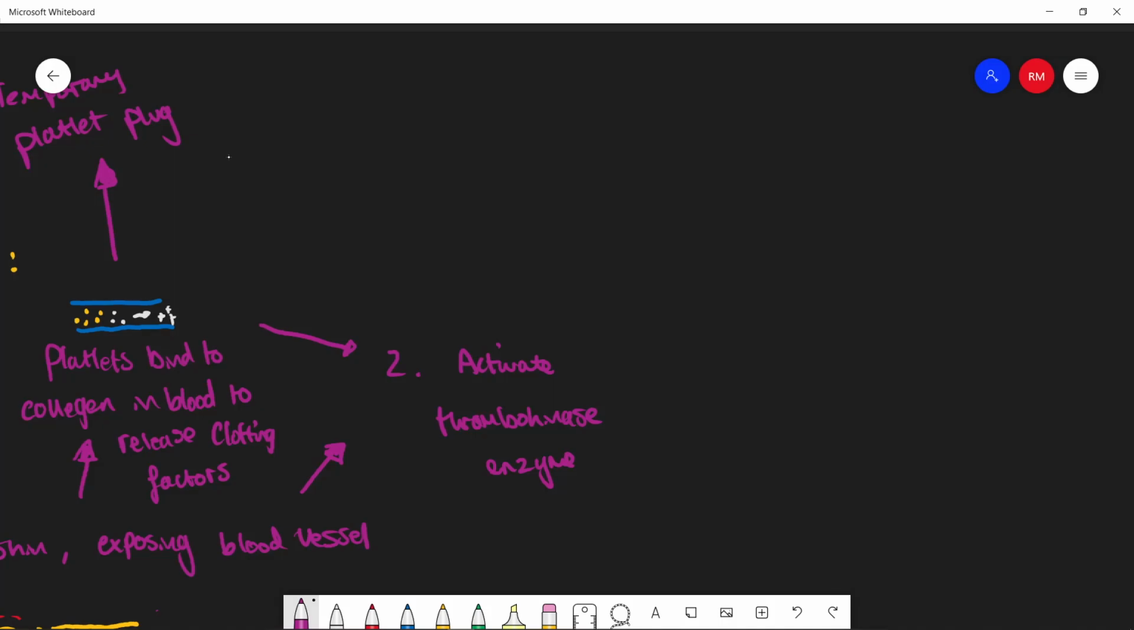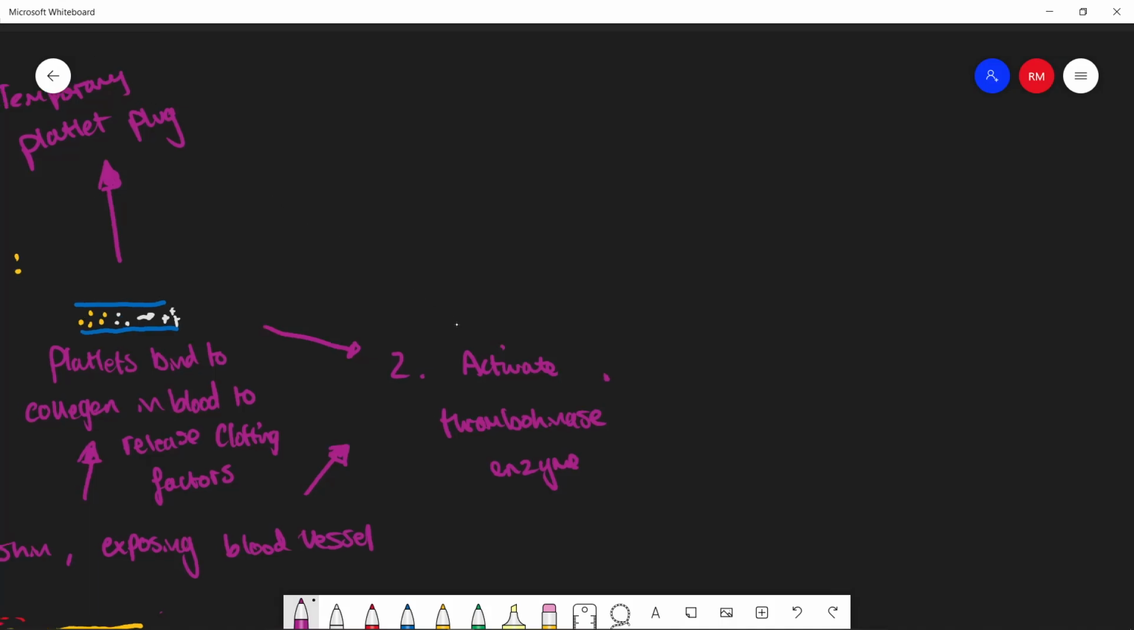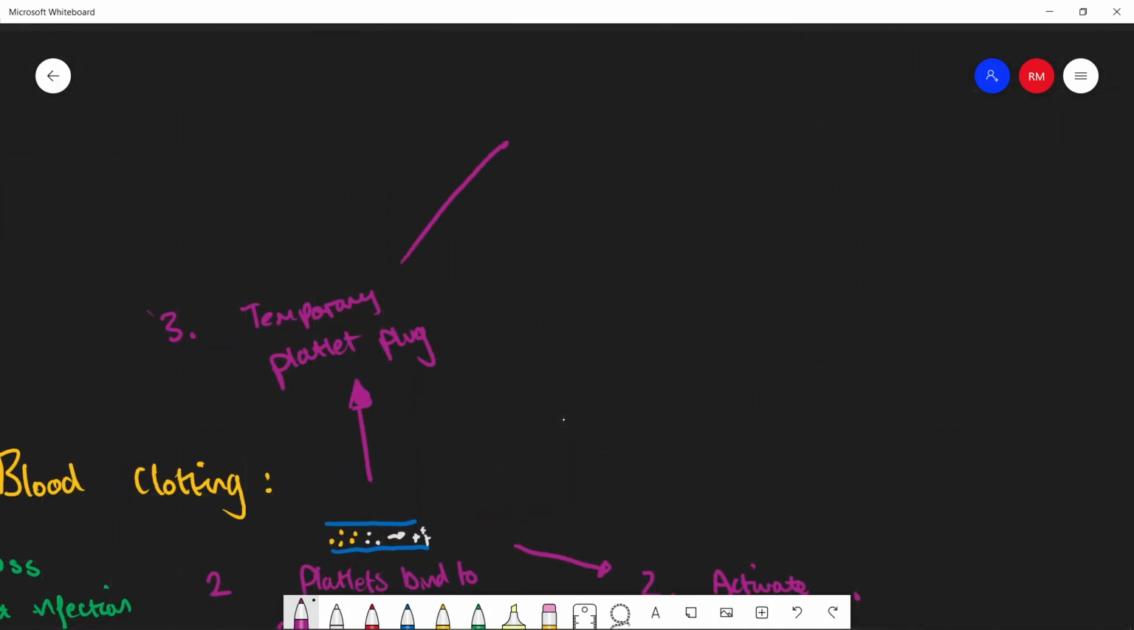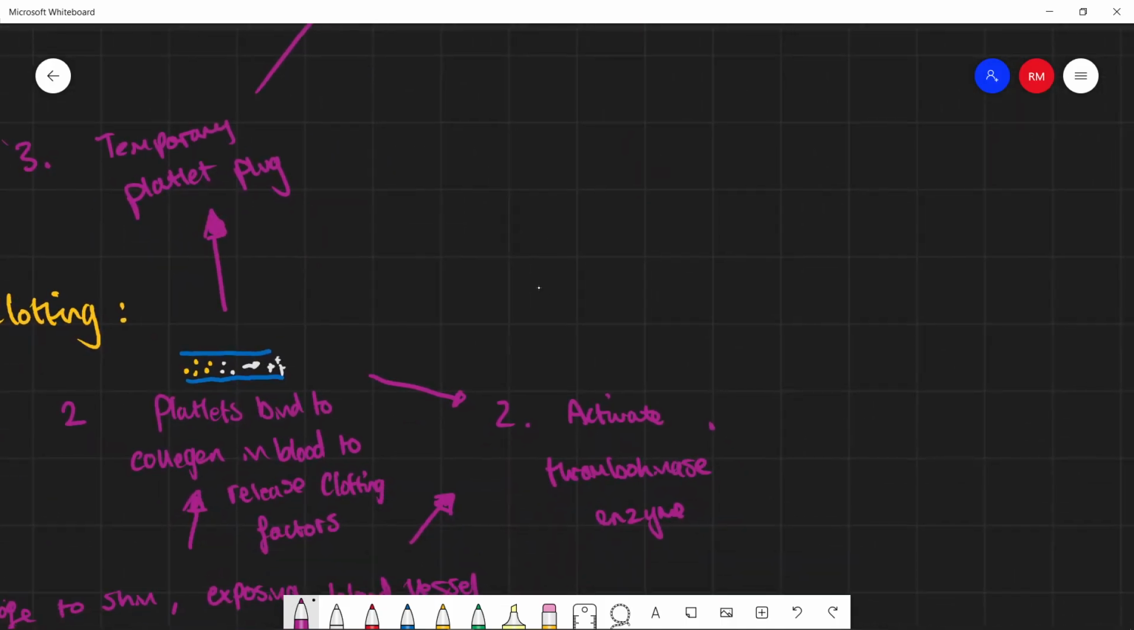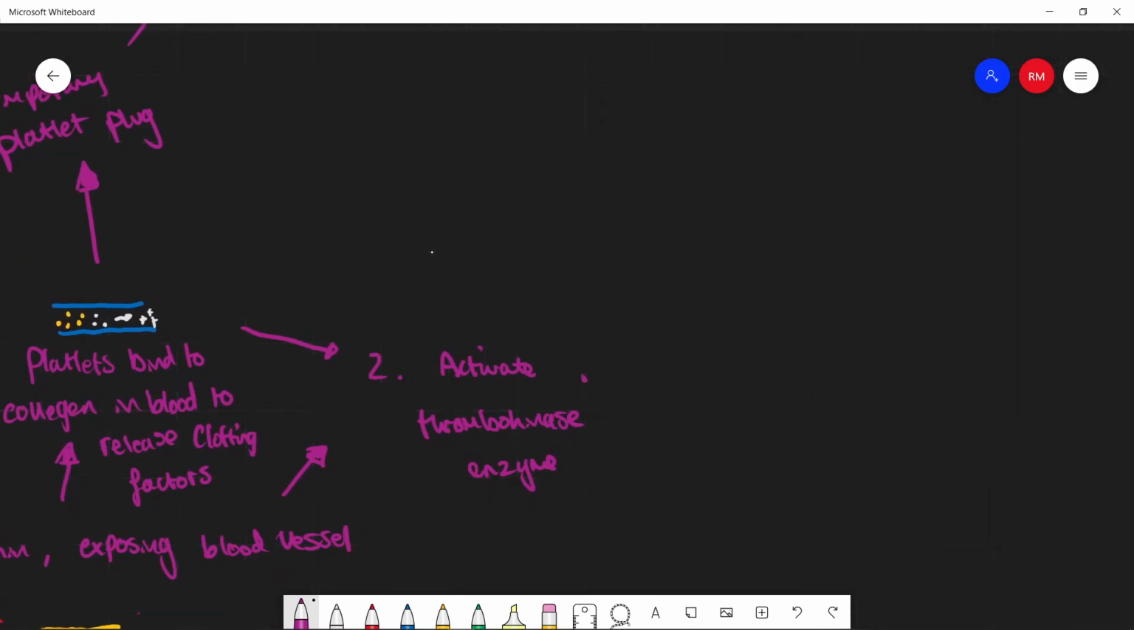One more step here to note is this just forms part of the clot. Then we have the enzyme activated, and we'll draw some prothrombin in blood and some calcium ions. These all combine to activate the thrombin enzyme.